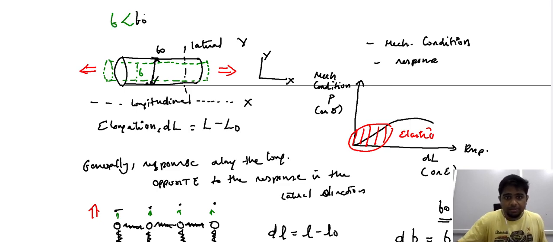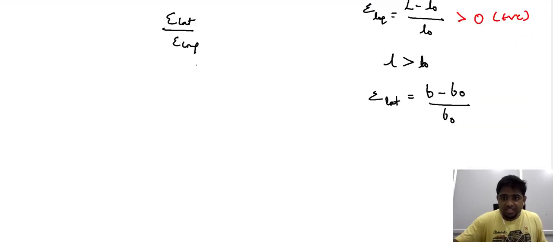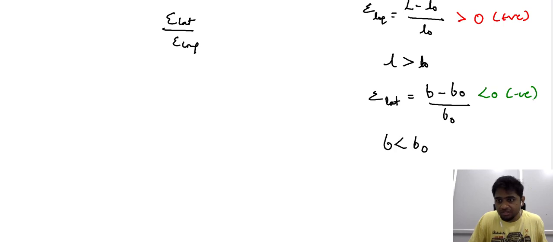So ultimately, given the nature of the change that we see in the lateral direction, since B, the dimension along the lateral direction once you impose the load, is less than the initial dimension, this lateral strain assumes a negative value. It's less than 0. So as it stands, this ratio too assumes a negative value.